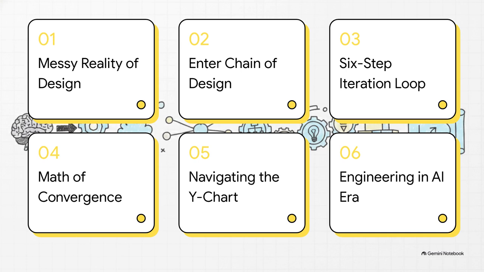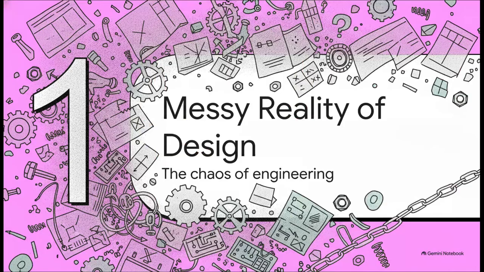Okay, let's dive into this. Here's our roadmap. We're going to start with the messy reality of design, enter the chain of design methodology, walk through the six-step iteration loop, look at the math of convergence, navigate the Y-chart domains, and finally, discuss engineering in the AI era.